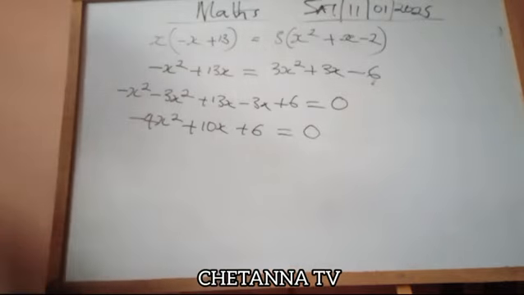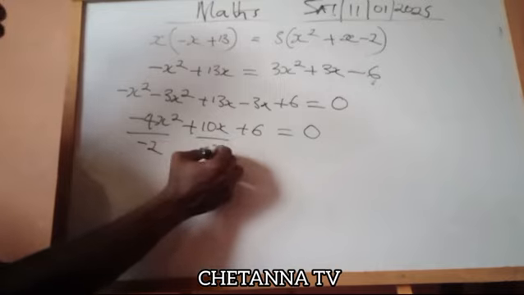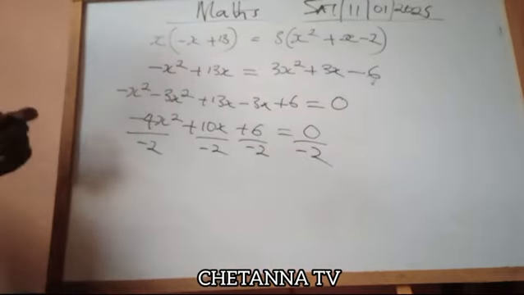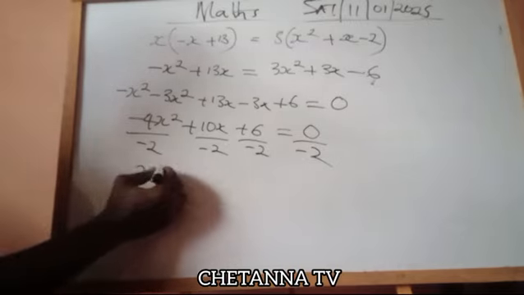What common factor here can we use to divide? Is it 2? Yes. Okay. Let's use minus 2. So we divide through with what? Minus 2. Let's go. Minus 4x squared divided by minus 2 is what? 2x squared.